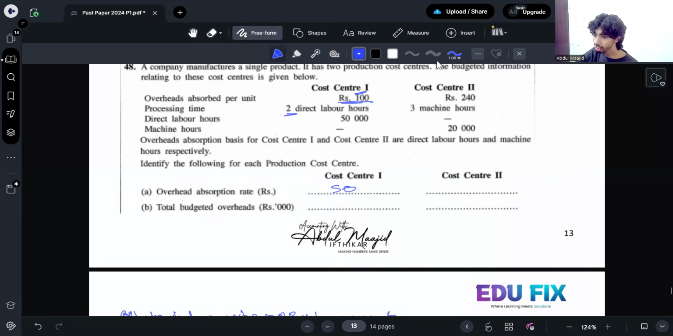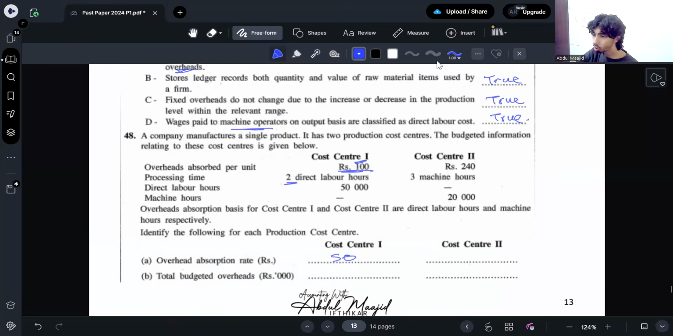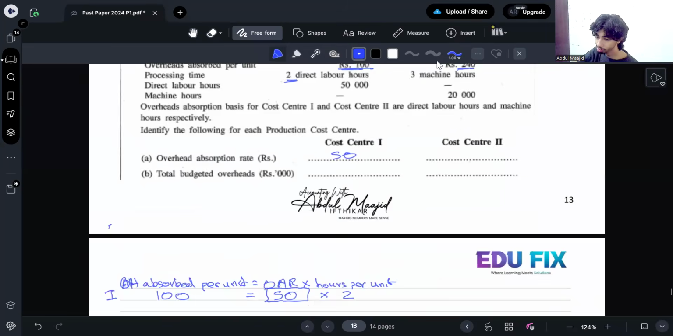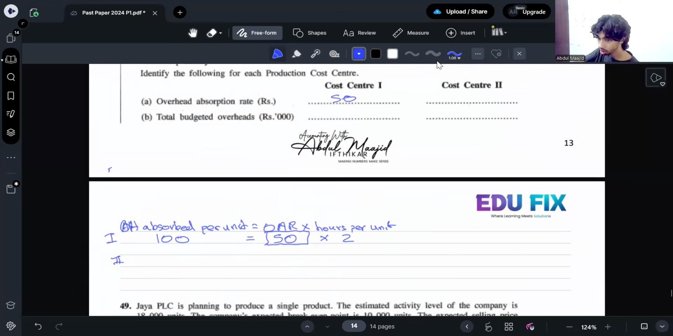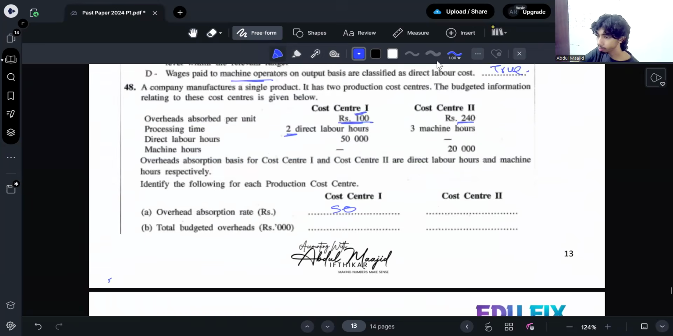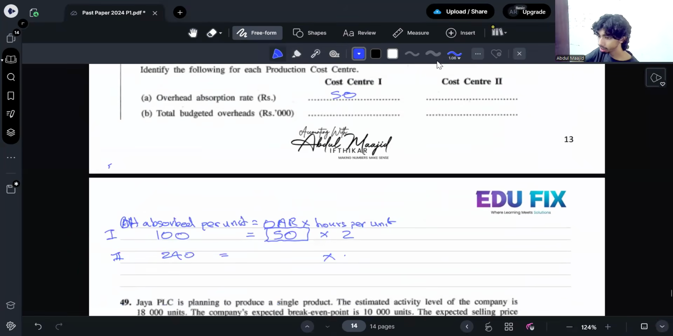Then for cost center 2, the same thing. Overhead absorbed is 240 per unit. To produce 1 unit, the processing time is 3 machine hours. Then what will be the OAR? How much will be the OAR?